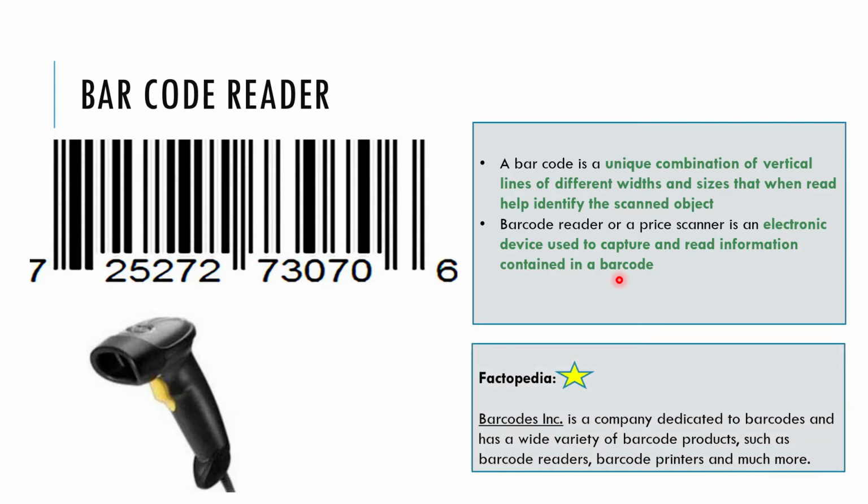Now, time for some important facts. Barcode is a company dedicated to barcodes and has a wide variety of barcode products such as barcode readers, the one which we discussed, also barcode printers and much more. So this is all about the barcode reader. Hope you have understood.